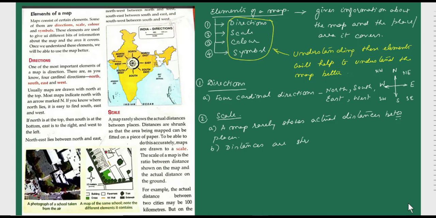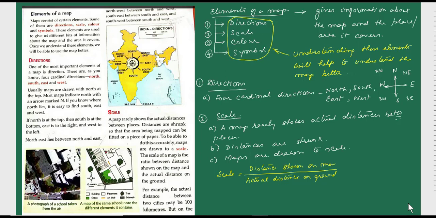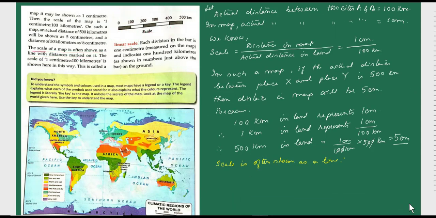Now, for scale: a map rarely shows actual distances between two places. So distances are shrunk. Maps means reduced, so maps are drawn to scale. What do you mean by scale? The scale is the ratio of distance shown on map to actual distance on ground. Suppose distance shown in map is 5 centimeters and actual distance on ground is 5 kilometers. So 5 centimeters by 5 kilometers is the scale. So scale is simply a ratio.